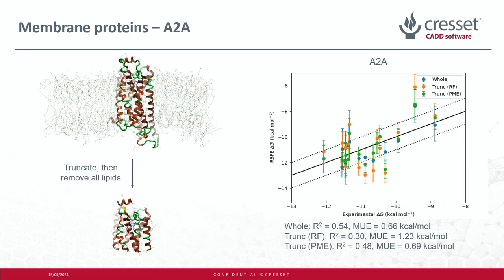So if we look at this first test case of A2A, you can see that, perhaps unsurprisingly, the errors you introduce by doing the truncation are a bit bigger than you would see when you do the truncation on non-membrane proteins. So we see a fairly substantial decrease in R squared and a bit of an increase in MUE. But actually, when you switch to the more accurate electrostatics, again, the results look pretty good. And if you were to just do that simulation as your benchmarking, you would probably say that's a reasonable benchmark for a membrane protein.